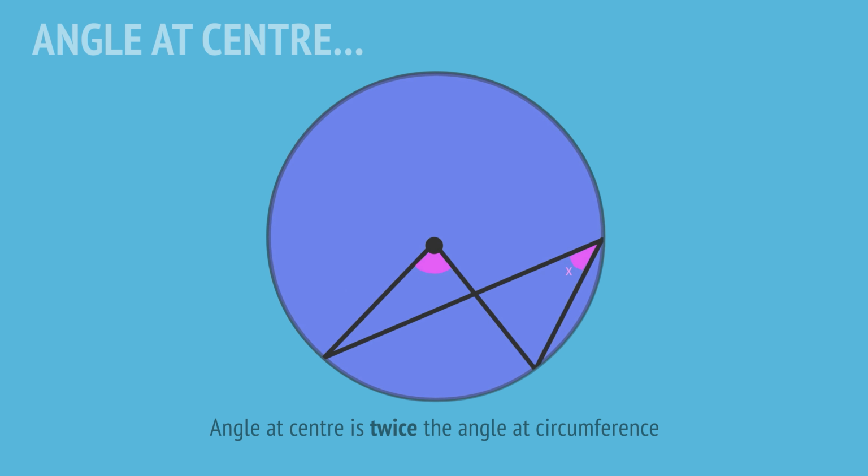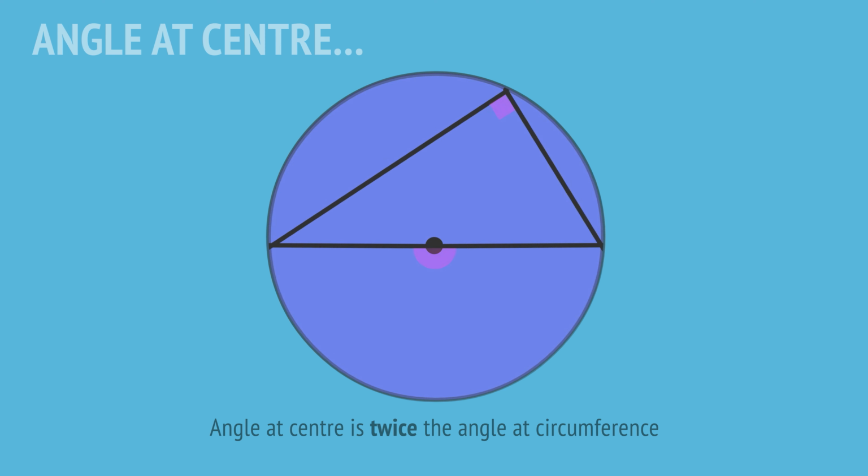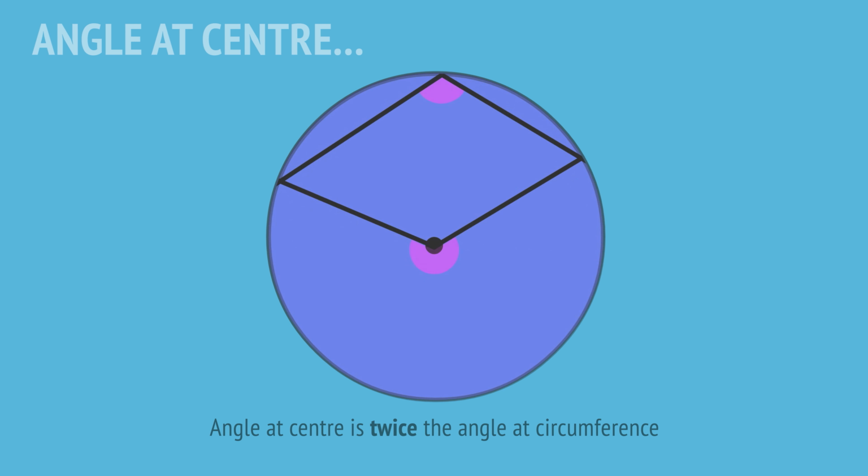However, by moving the point on the circumference, we see that it can also look like this, or even this. And if we move the radii to form a diameter, we get the same result as the angle in a semicircle. The angle at the center is a 180 degree straight line, and it's twice the angle at the circumference, which is 90 degrees. If we move the radii so the angle at the center is greater than 180 degrees, the relationship looks like this.